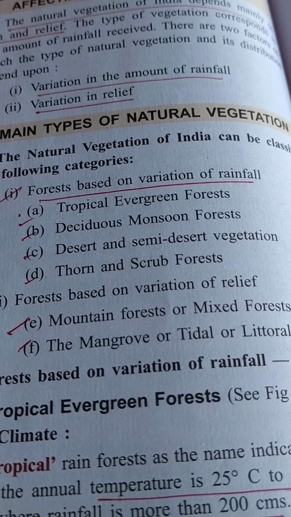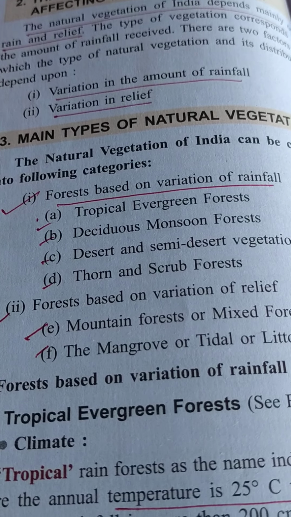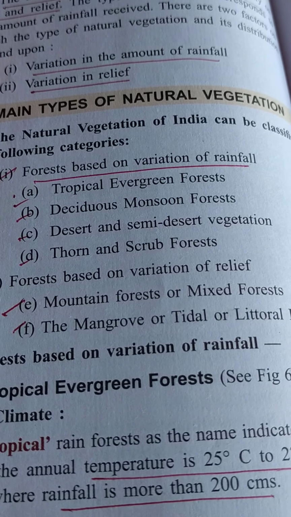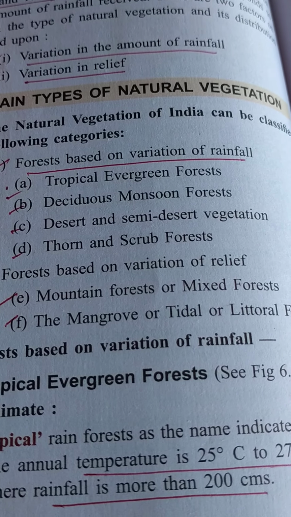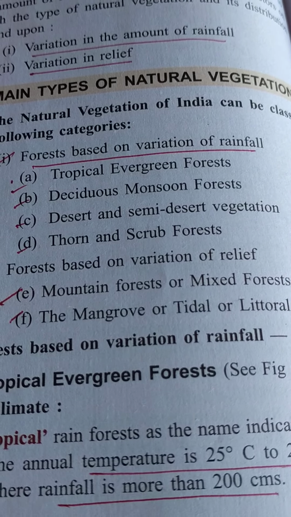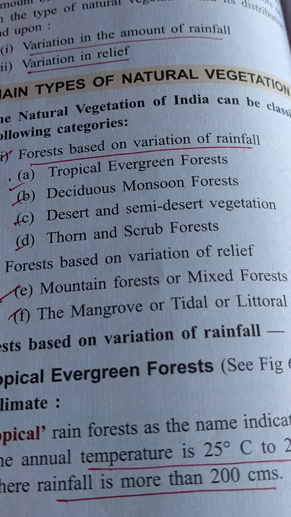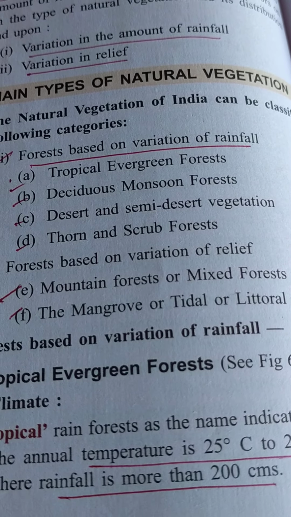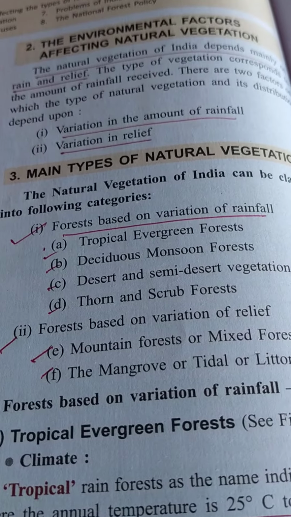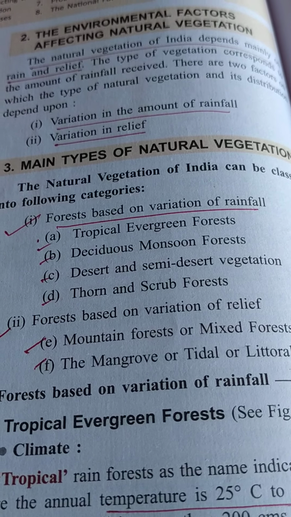Actually natural vegetation is of 5 types. Firstly, tropical evergreen forest. Secondly, deciduous monsoon forest. Thirdly, desert and semi-desert vegetation, also known as thorn and scrub forest. The fourth one is the mountain forest. And the fifth one is the mangrove forest. Mangrove forest may also be called the tidal forest or littoral forest. So these are the 5 classifications of the forest.